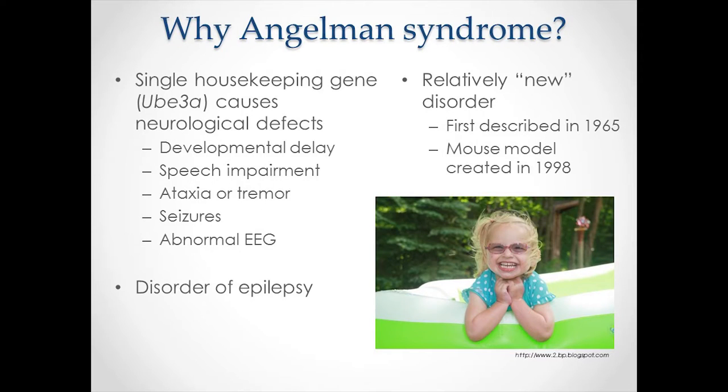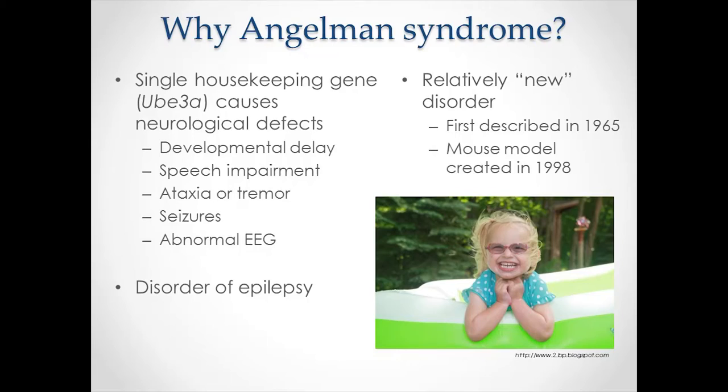Why we decided to specifically focus on the treatment of Angelman syndrome. It's a rare neurological disorder with a prevalence of about 1 in 15 to 1 in 20,000. And first, it's a monogenic disorder involving a single housekeeping gene, UBE3A, which is an E3 ubiquitin ligase. And somehow this is causing many of the neurological defects that we see in Angelman syndrome patients, such as developmental delay, speech impairment, motor problems such as ataxia or tremor, seizures, and a characteristic abnormal EEG.